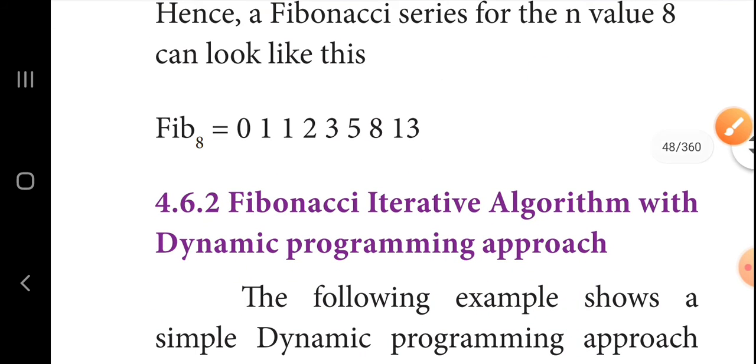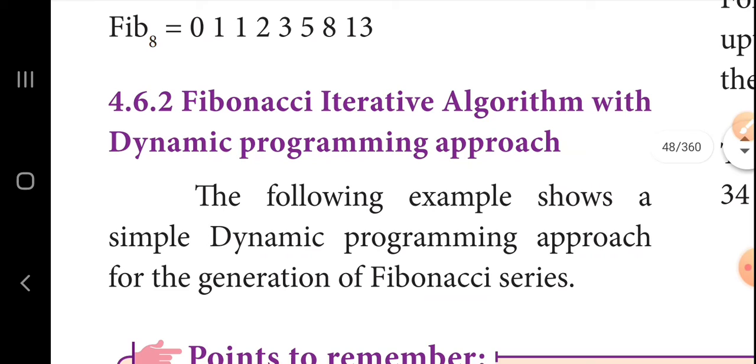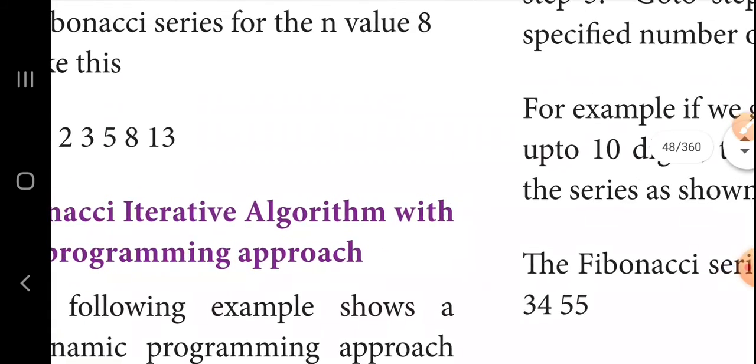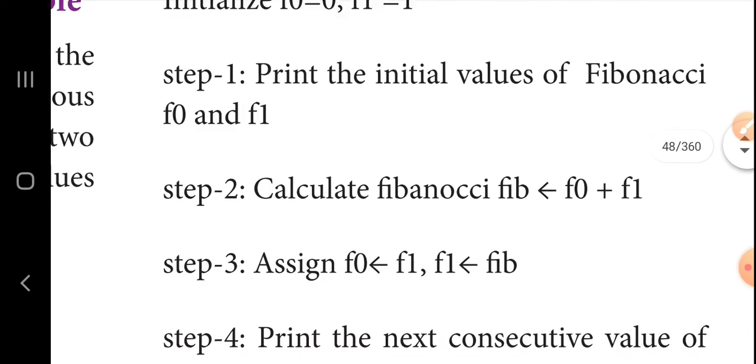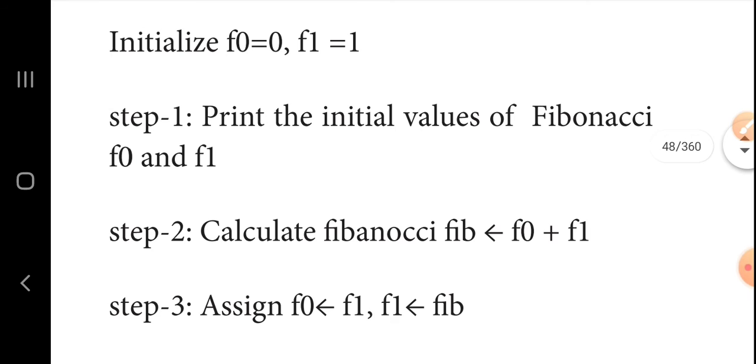So now you can see the Fibonacci iterative algorithm with dynamic programming approach. The following example shows a simple dynamic programming approach for generation of the Fibonacci series. How can we generate a Fibonacci series? Okay. So what is the initial value for Fibonacci numbers? F0 is equal to 0, that is fib of 0 equals 0, and then fib of 1 equals 1. Here fib of 0 and fib of 1 are specified by F0 and F1.